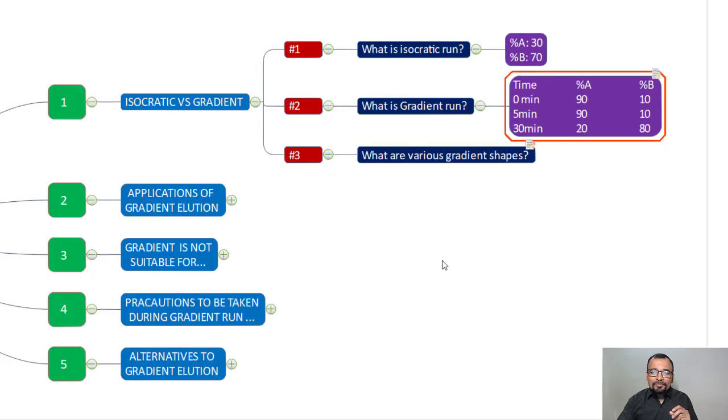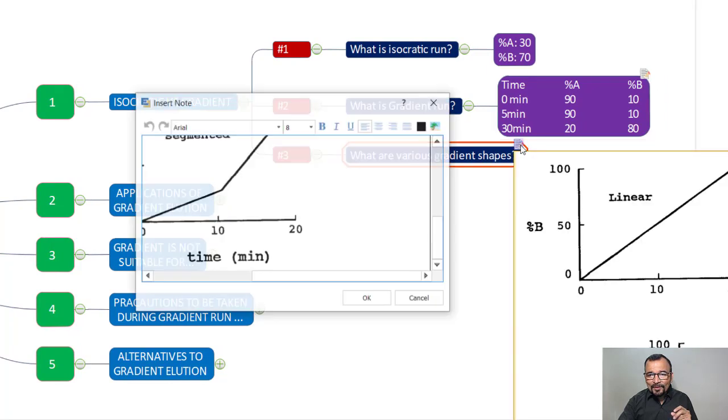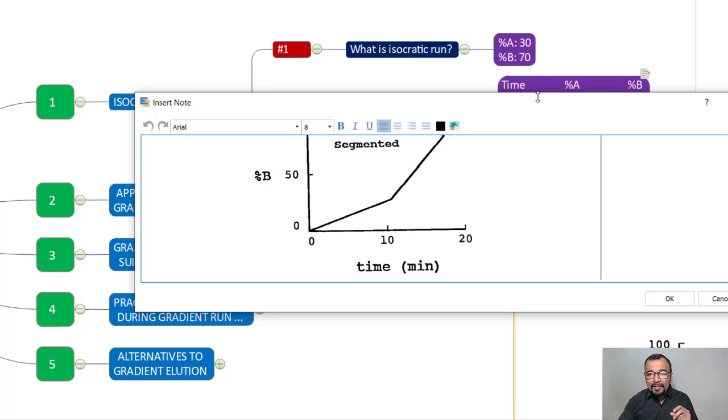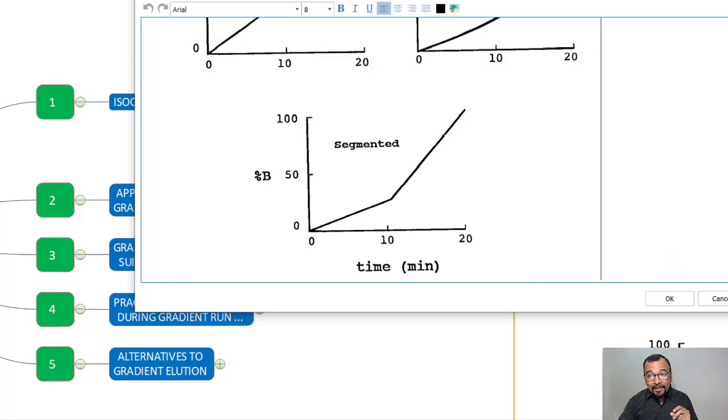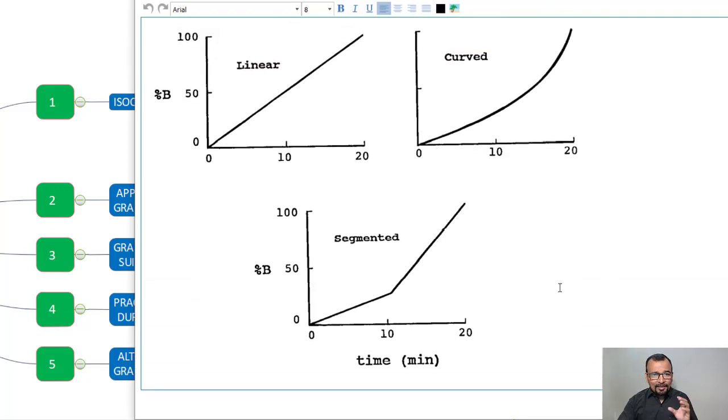So what are the various shapes of the gradient elution? Let us understand what shapes are possible. I mean, what kind of gradient elution patterns you can fix and utilize during your method development or the analysis. So there are three patterns you can use. One is linear, then the curved one, and the segmented one.